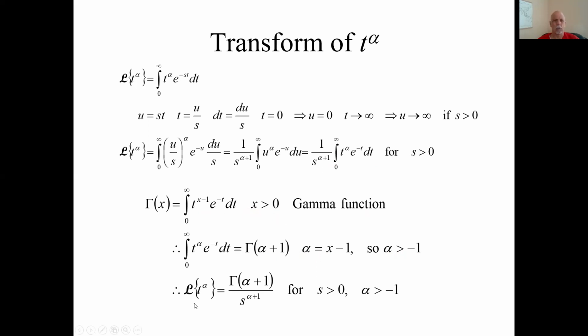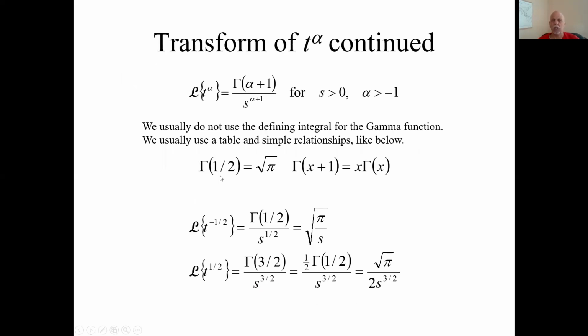So here is our Laplace transform pair. The Laplace transform of t to the alpha is this gamma function over s to the alpha plus 1. We require that s be greater than 0, or actually the real part of s greater than 0, and alpha greater than -1. Don't worry about evaluating the gamma function. We'll not be taking this integral. At best, we'd use some table for the gamma functions. Let's look at just a couple of them.